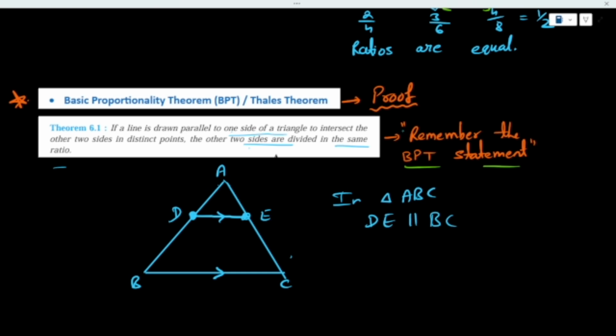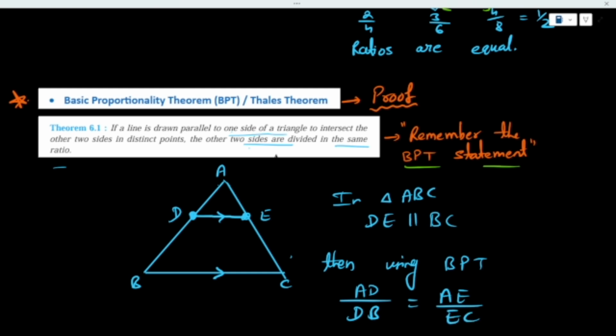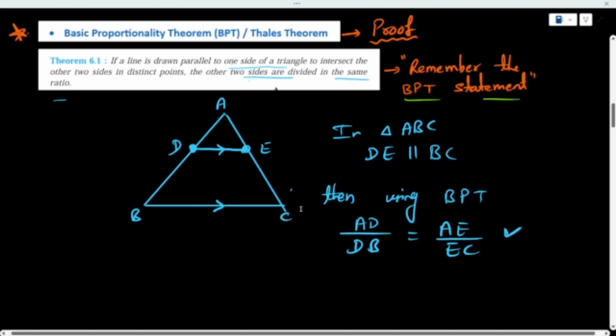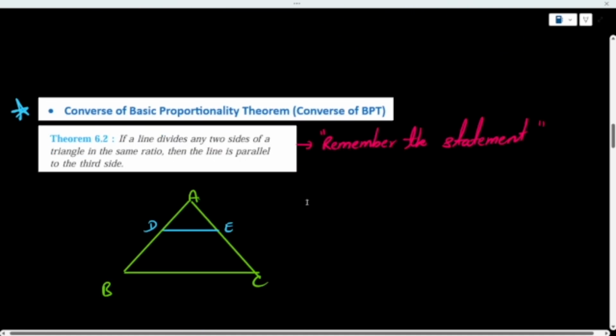So the ratio means here, using BPT, you can say that AD by DB is always equal to AE by EC. This is the basic proportionality theorem that you use to solve the questions, right?